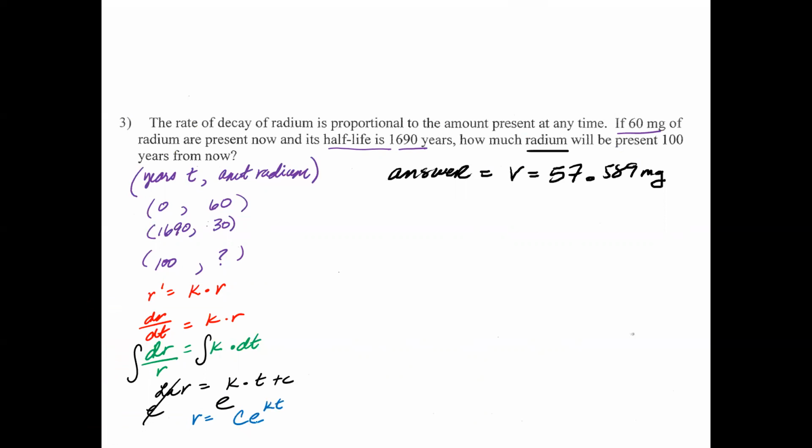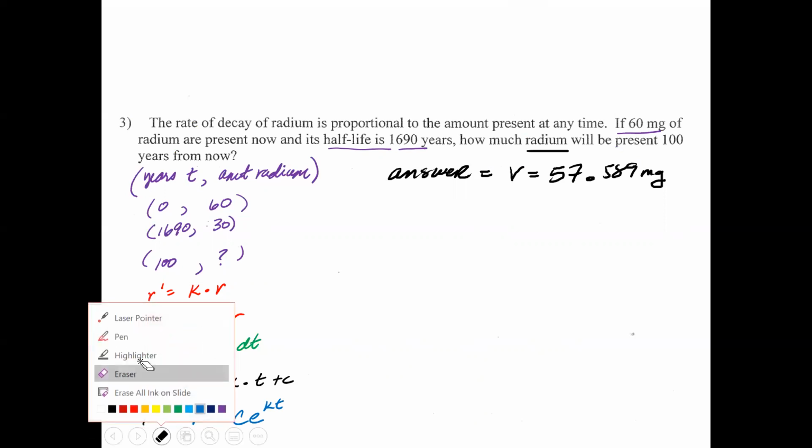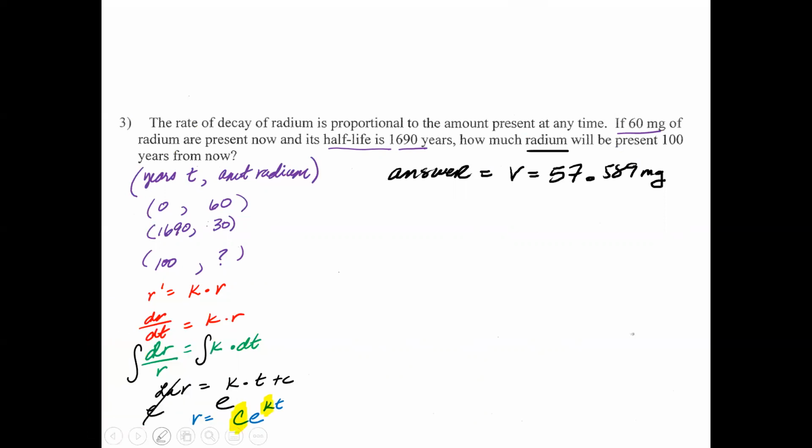Now, this formula is not complete because you still need to figure out what C is and what K is. We're going to use the first point to find C. The first point here is 0 and 60. So I'm going to have 60 is equal to C e to the 0 power. That's going to be 1, so C equals 60. Let's rewrite this: R equals 60 e to the KT.